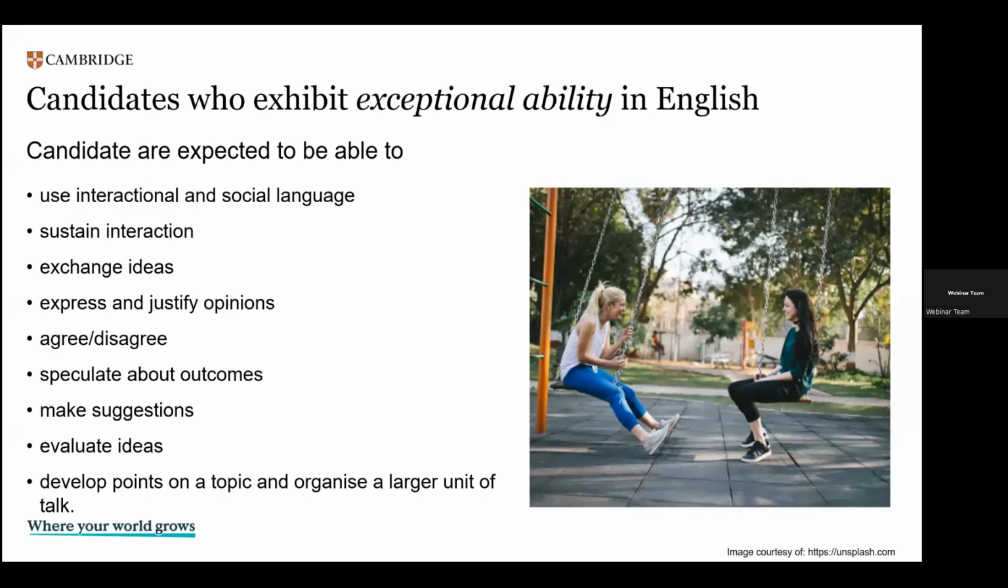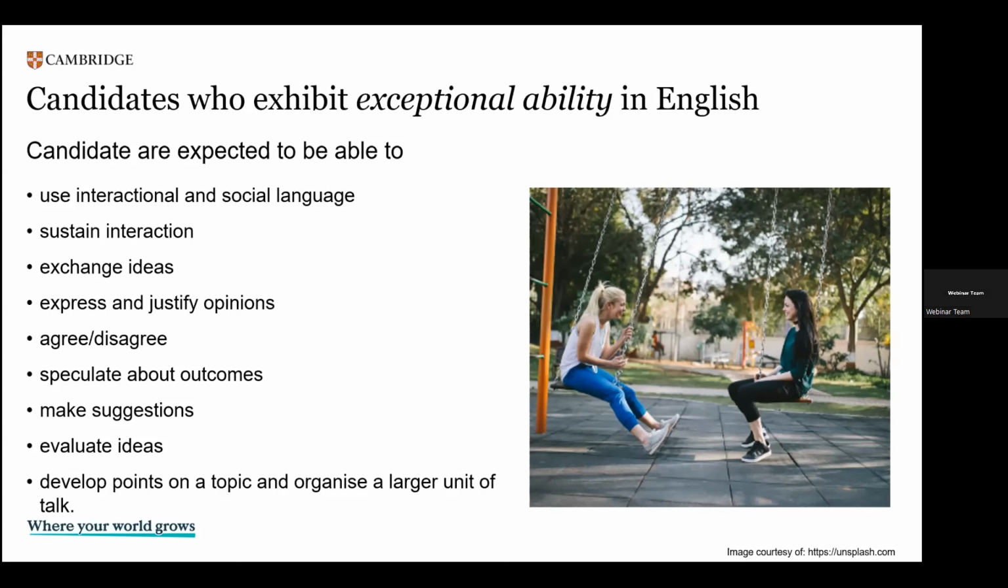Okay, you need to agree and disagree politely, and say why, give your reasons. You need to speculate. You need to predict things. Say, from the picture, I think I can see that the person is probably doing this, or is perhaps going to do this, or has just done something. You need to make suggestions, evaluate ideas, and develop points on a topic, and speak for a period of time. And remember, the speaking on your own, you're speaking for 2 minutes, not 1 minute.